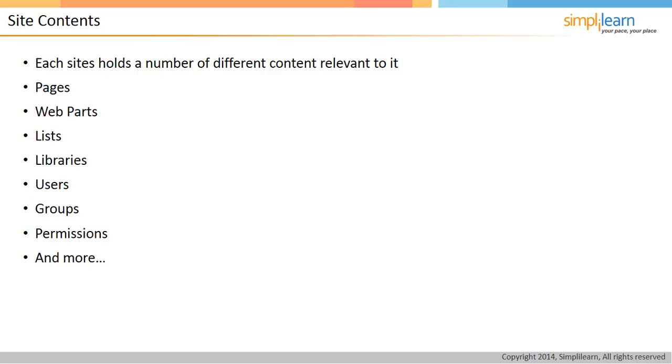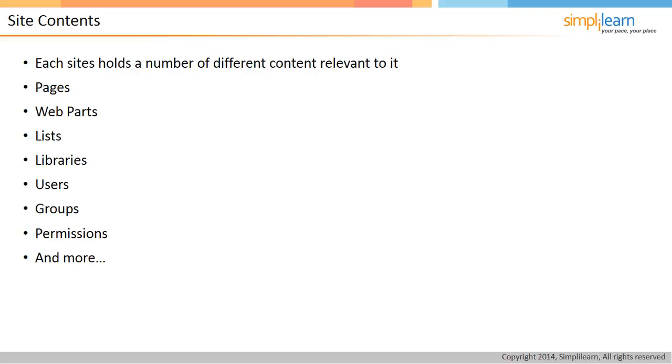Lists and libraries are where users can store data within a site. Lists are basically tables having rows and columns, and libraries are special cases of lists, but also store files. You will learn more about both of these in later lessons in this course.